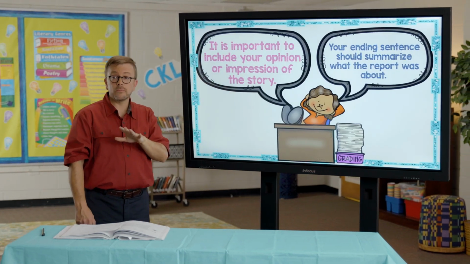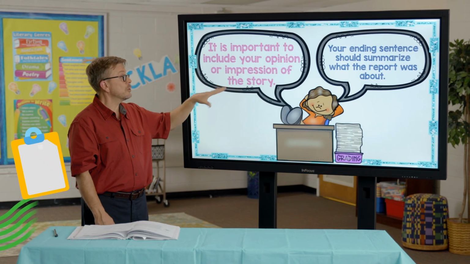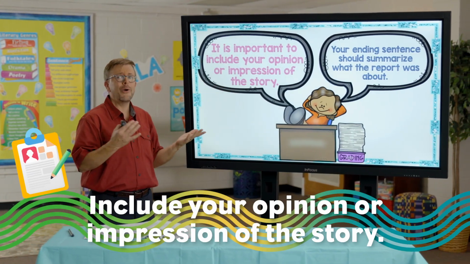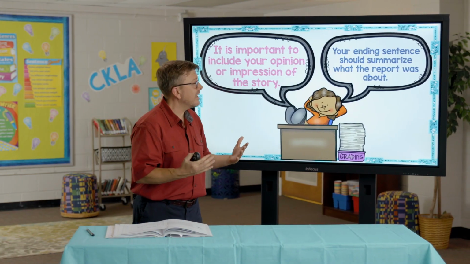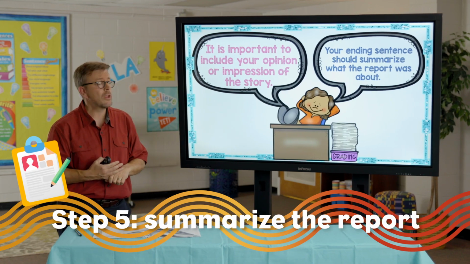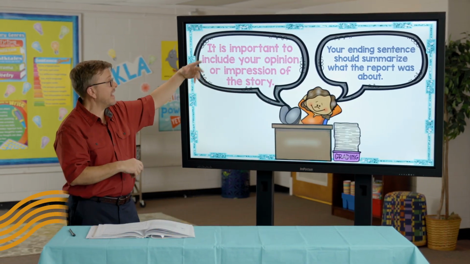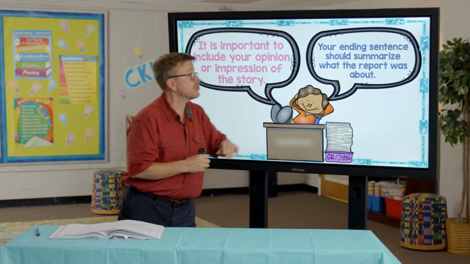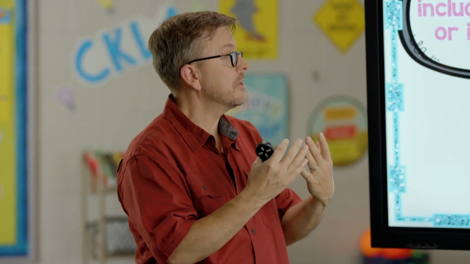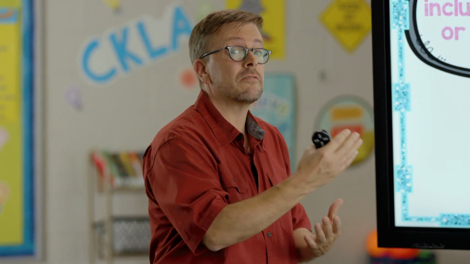Now, we said at the beginning of this when we're writing a narrative book report that it is important to include your opinion or your impression of the story. What did you think about the hare and the hedgehog and how the hare tricked the hedgehog? And then your ending sentence should summarize what that report was about. So right after the plot, go ahead and add in your opinion, your impression of the story, and then your ending sentence should wrap it all up into what the report was about. You're probably going to say something along the lines of, this was about the hare and the hedgehog. A great story. Something along those lines that you could put in writing at the end of your narrative book report.